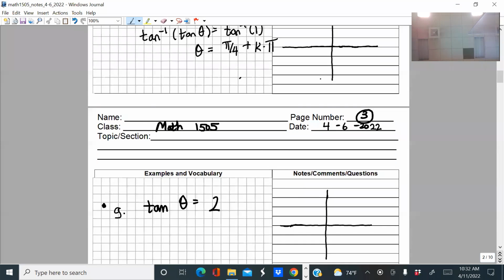I left room here for drawing a picture, but you don't need to draw a picture. Not necessary. You guys at home also. So you need your calculator here for sure. Oh, where did I get the 2 from? Nowhere. This is just a problem. I just made it up. There's nothing special about it.